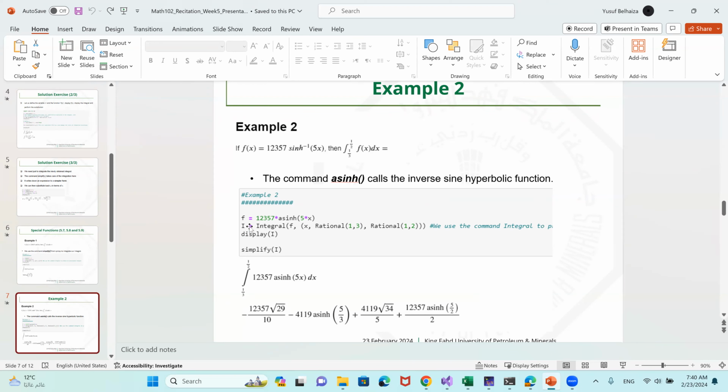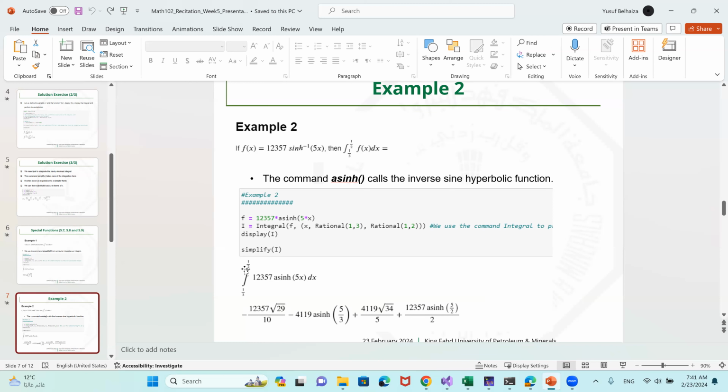And for our integral capital I here, we define it as the integral from, what is this? Rational of 1 and 3. That's 1 over 3. So this defines something new. It writes a rational, a fraction, 1 over 3. And the upper limit of our integration is 1 over 2. So we have another command to learn here, rational. Sometimes you need to use fractions. So we use the command here to define I, and we will display it.